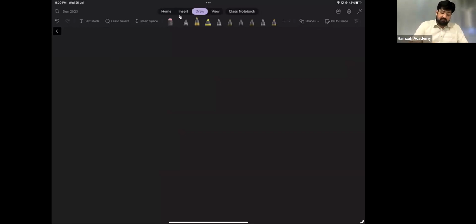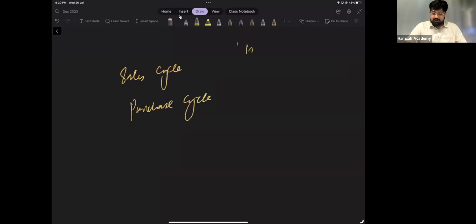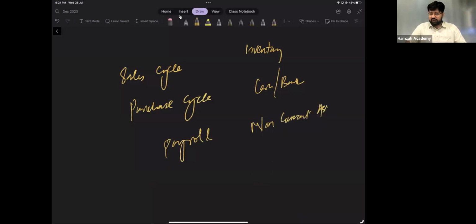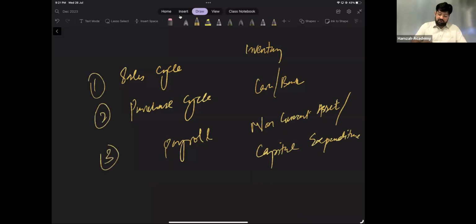In our syllabus, there is the sales cycle, the purchase cycle, inventory, cash and bank, payroll, and non-current assets or capital expenditure. These are part of our syllabus: 3, 4, 5, and 6.